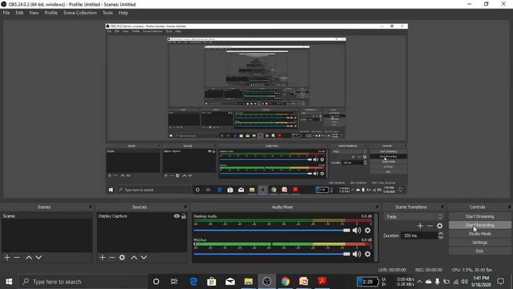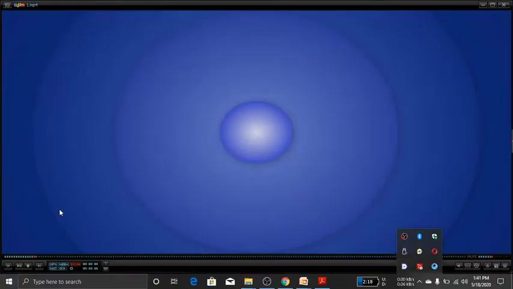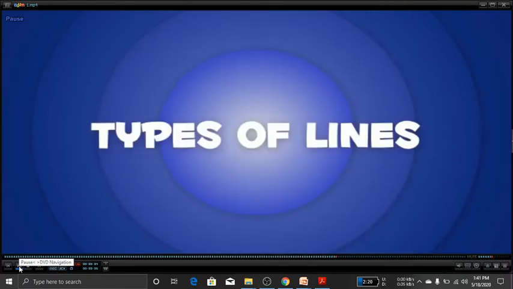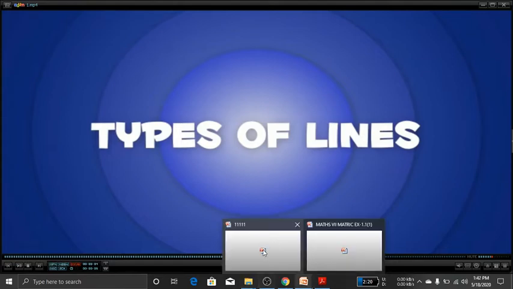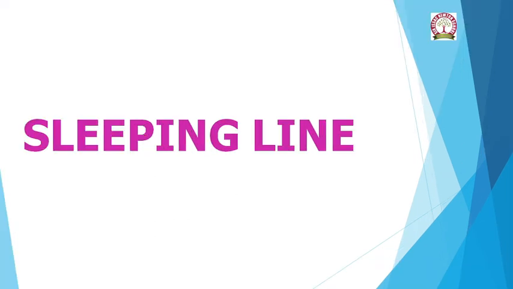Next, we are going to learn the types of lines. There are three types of lines. Let's see the first one. The first one is a sleeping line. Do you know how to sleep? Yes, it's called a sleeping line.